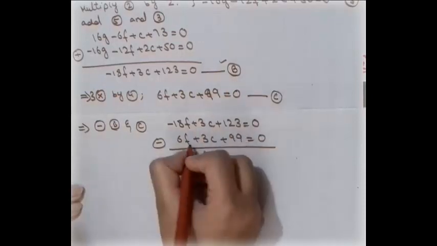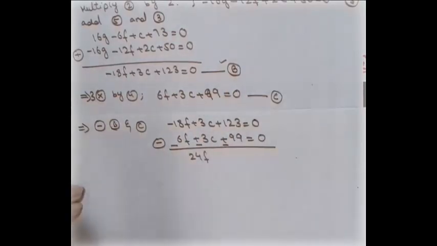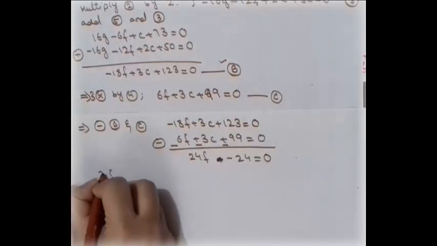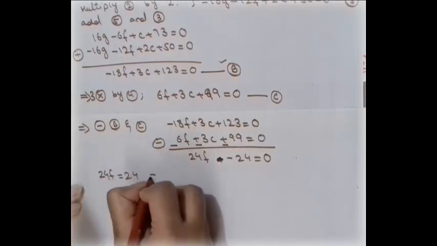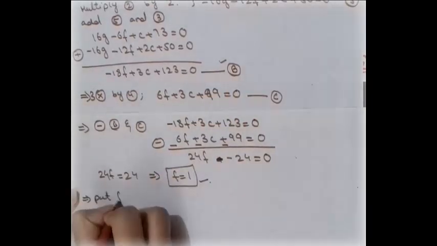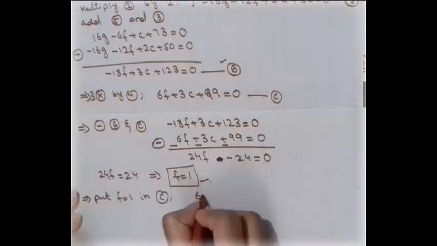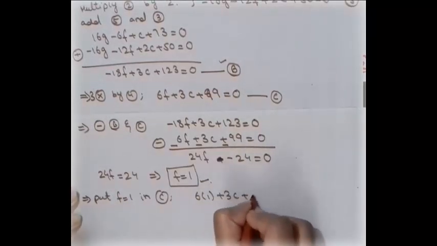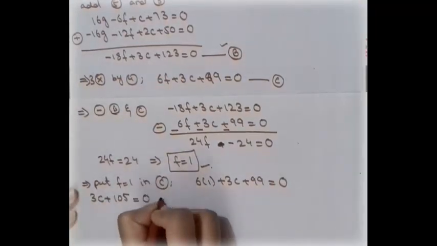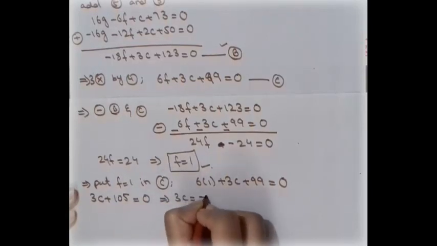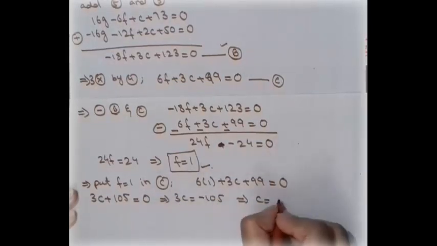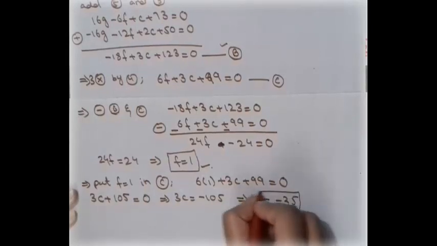The 24f term remains, and the other terms cancel out, as all the signs will be changed. So it will be 24f minus 24 equals 0. If we solve this, 24f equals 24, and the value of the first unknown, f, is 1. Put f equals 1 in equation C: 6 times 1 plus 3c plus 99 equals 0, so 3c plus 105 equals 0. Taking 105 to the other side, it is minus 105, and dividing by 3, c equals minus 35. In this way we can calculate the value of c.